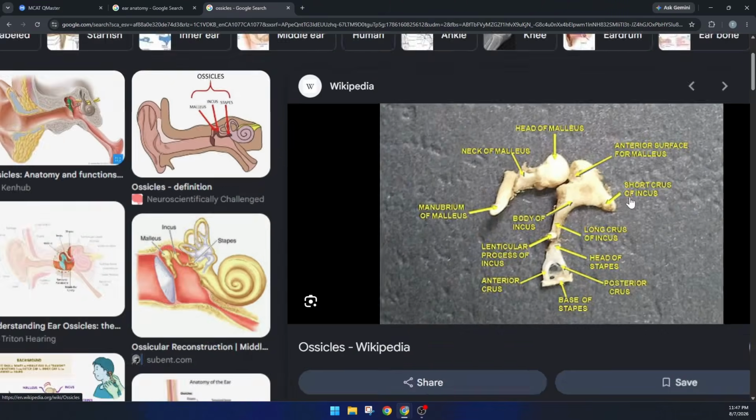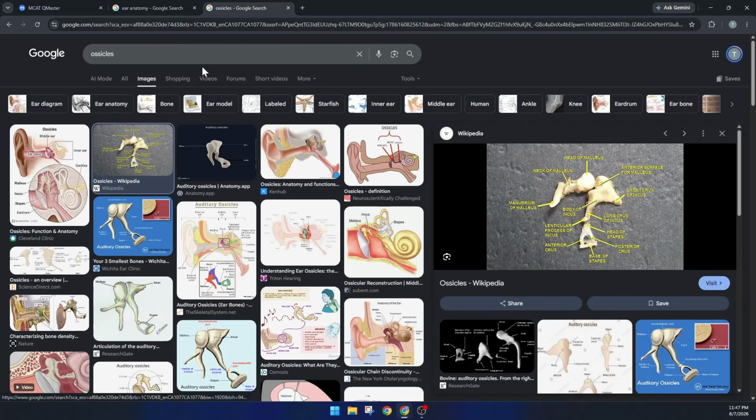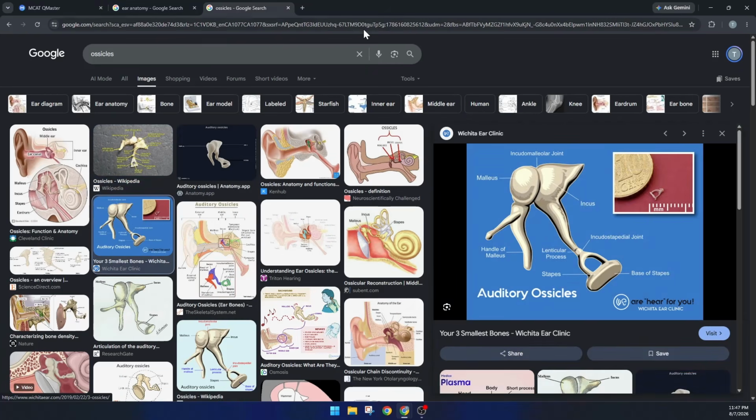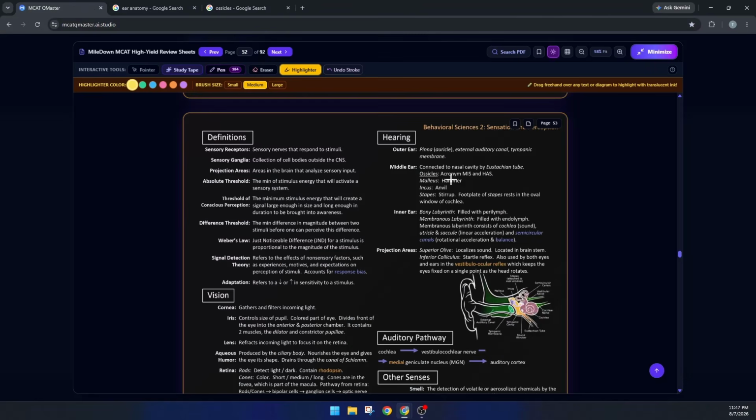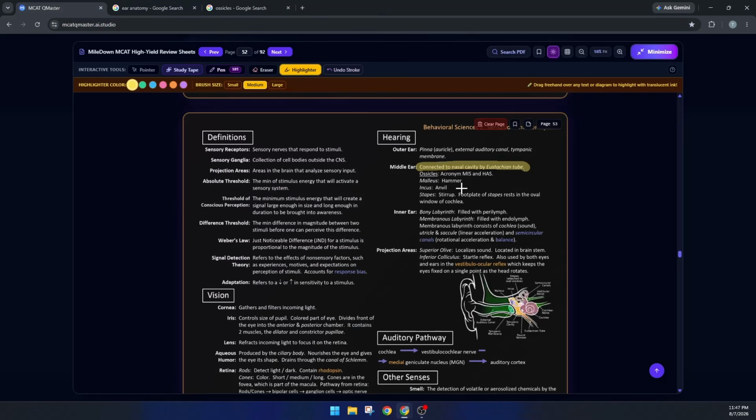And they connect together. Here's the malleus, and then here's the incus, and here's the stapes. Looks cool. Here's a better picture of it. So they're in there. And then it says your middle ear is connected to the nasal cavity by the Eustachian tube. So here's this tube. This middle ear is connected to this tube.